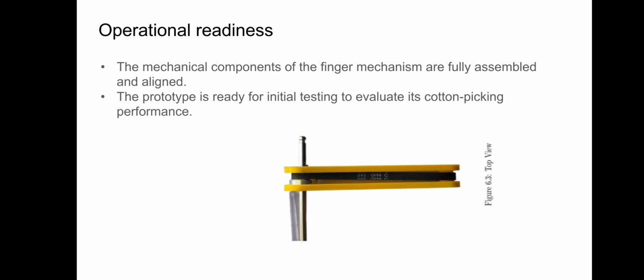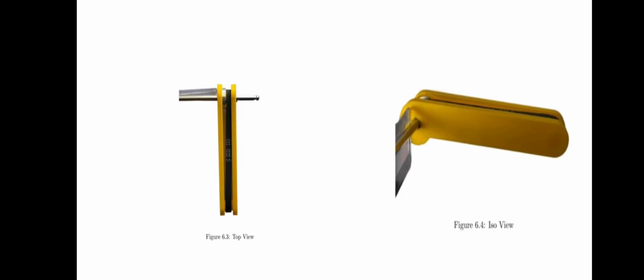Operational readiness. The mechanical components of the finger mechanism are fully assembled and aligned. The prototype is ready for initial testing to evaluate its cotton picking performance. Here we can see in this diagram the finger mechanism and the belt assembled fully with the help of a pulley. This is the top view of the assembly, or 3D printed assembly. This is the isometric view.